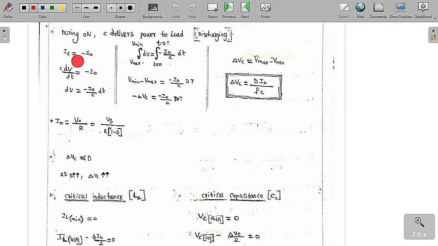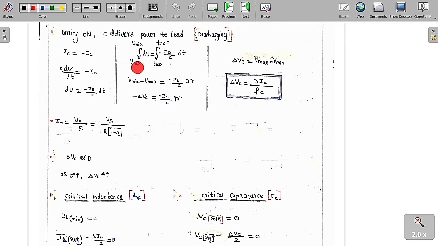So IC is nothing but the capacitor current, which is C into dV by dt, equal to minus I naught. So dV is equal to minus I naught by C into dt. I want to do the integration, because the capacitor is discharging, which means the voltage is going to decrease from maximum value to minimum value. So the integration of V from maximum value to minimum value is equal to the integration of t from 0 to dT. At t equal to 0, its value is maximum value. At t equal to dT, its value is minimum value.